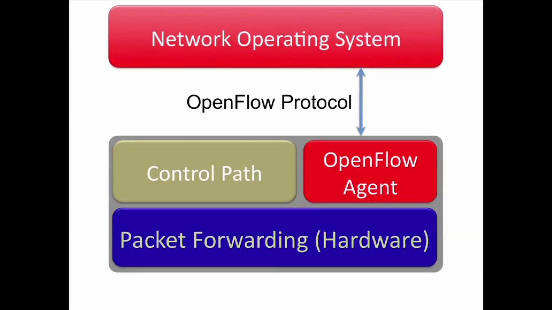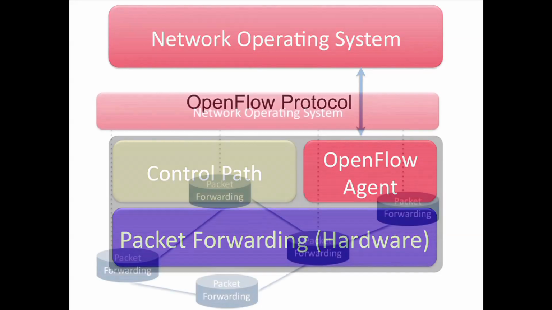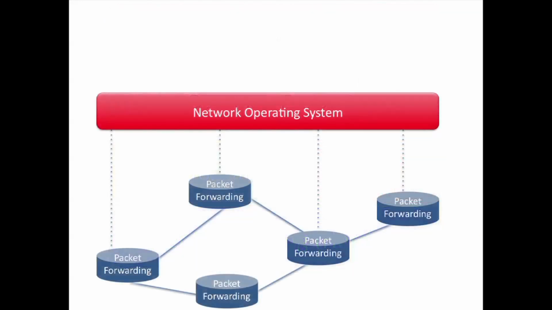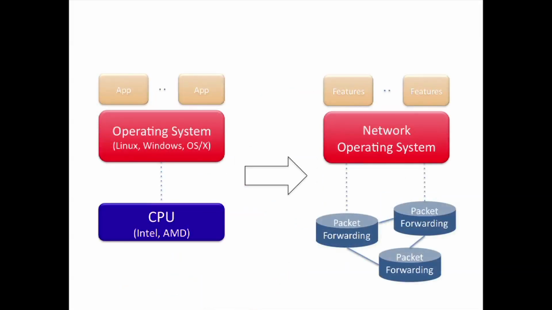OpenFlow is a simple, narrow, vendor-agnostic API that allows the network operating system to decide how flows will be processed and routed in the network. One network operating system typically controls a whole network of switches. OpenFlow presents a simple forwarding instruction set to the network operating system, just as a CPU presents a simple instruction set to a computer's operating system.